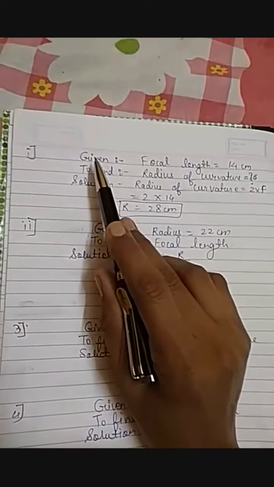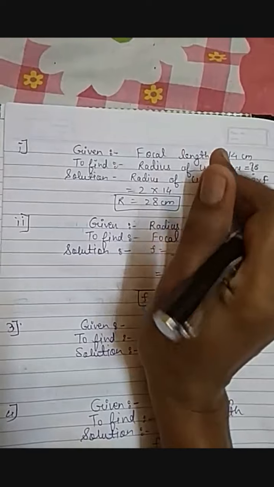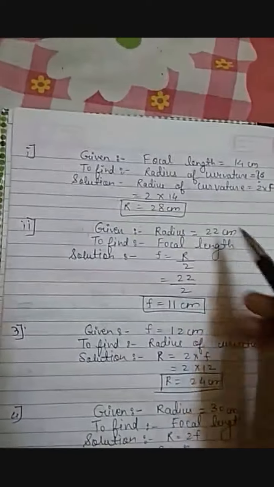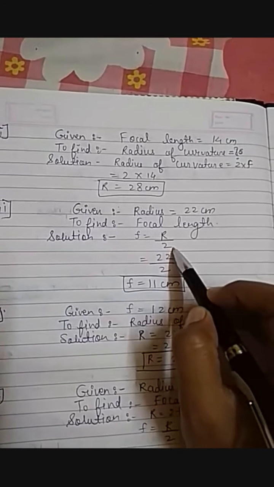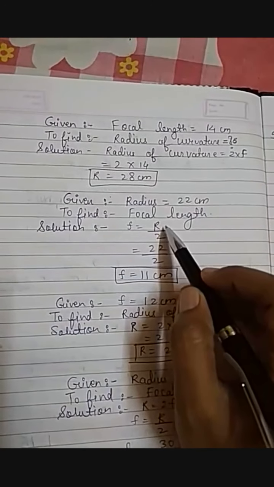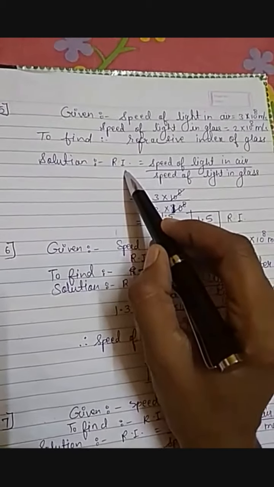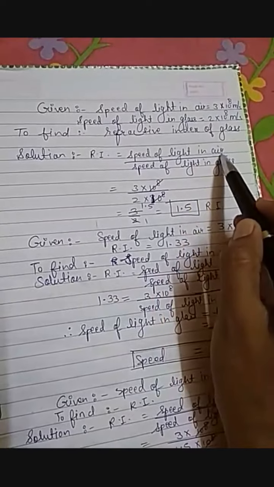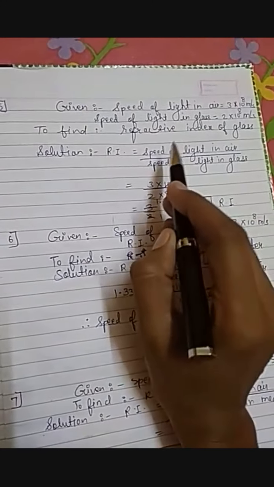So the first numerical is, in this lesson there are two formulas based on which numericals are there. First is focal length is equal to half of radius of curvature. This is the first formula where focal length is equal to half of radius of curvature, and the second formula is refractive index is equal to speed of light in air upon speed of light in glass. So two formulas, and based on these two formulas only numericals are there.